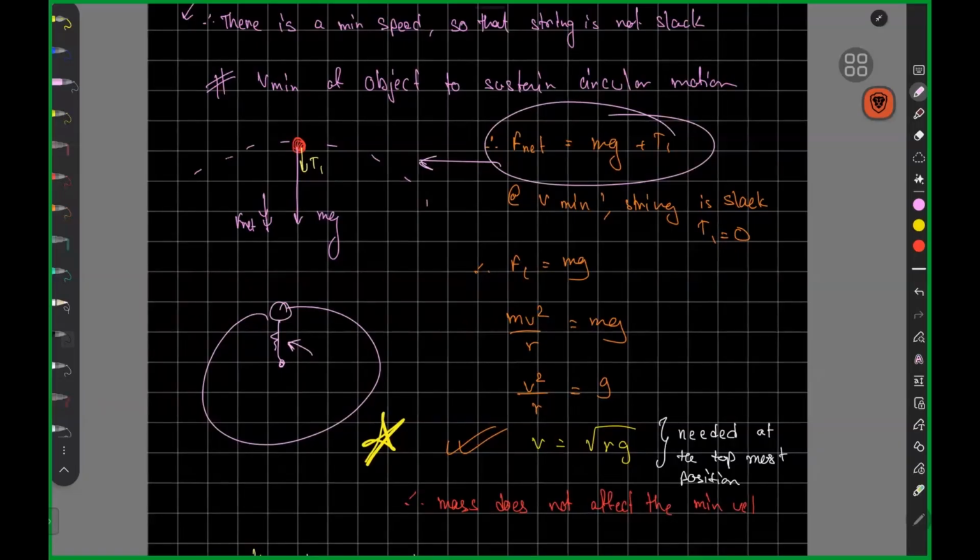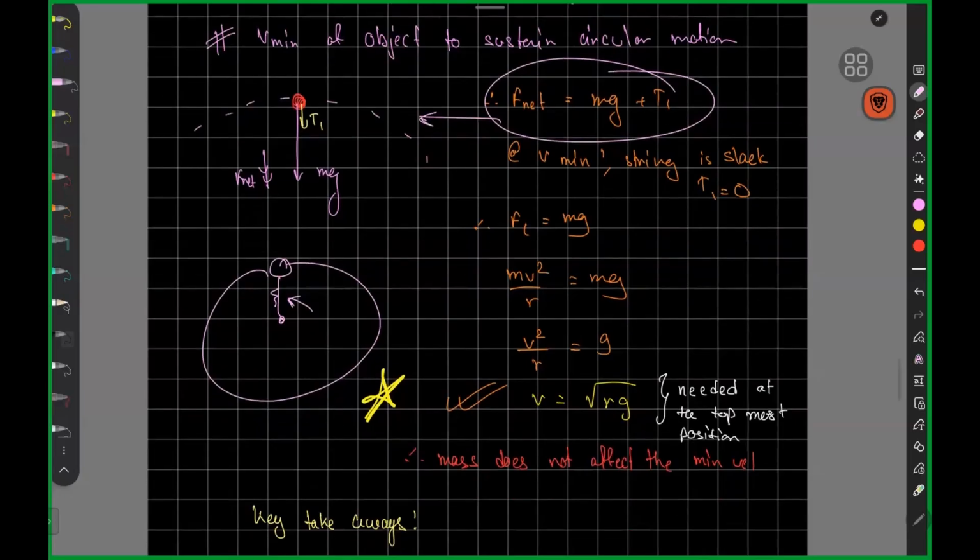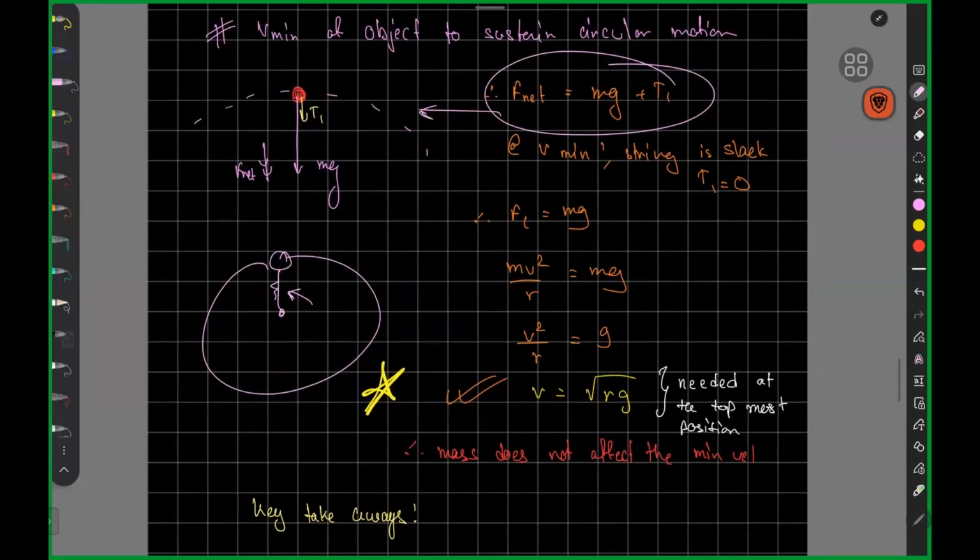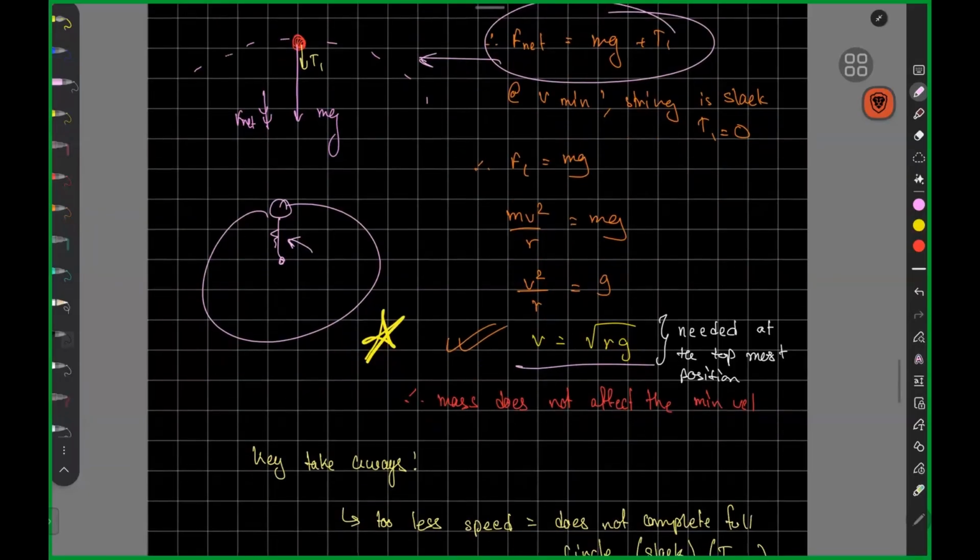If I do that, my net force, Fc, is going to be exactly equal to mg. And if I break Fc down into mv squared by r equal to mg, what I'm left with is v squared by r equals g. If I make v the subject, v equals root of rg. So this, my friend, is the minimum velocity you need for any object to remain in vertical circular motion.